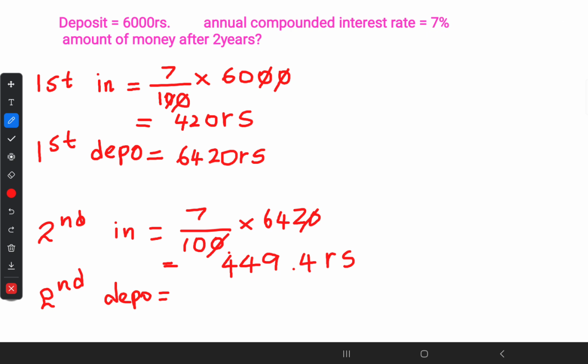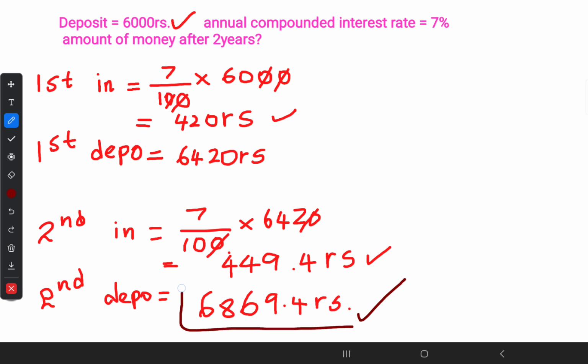So this is the amount of interest received at the end of second year. Now we have to find the deposited amount after the end of 2 years. So initial investment, first year interest, second year interest all together. 6,000 plus 420 plus 449.4, altogether 6,869.4 rupees. The decimals are important, so keep it in mind. So this is the correct answer. Investment 6,000, first year interest 420, second year interest 449.4 altogether. At the end of second year, the amount would be like this.